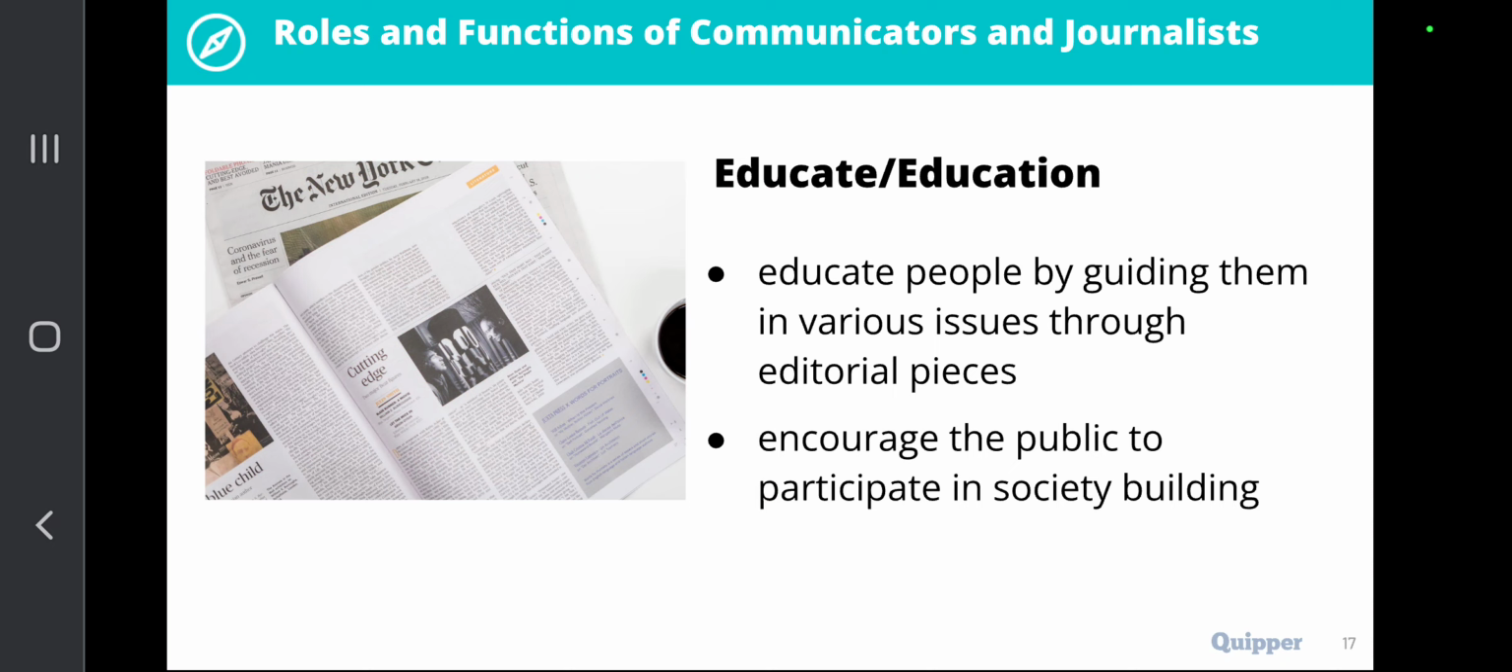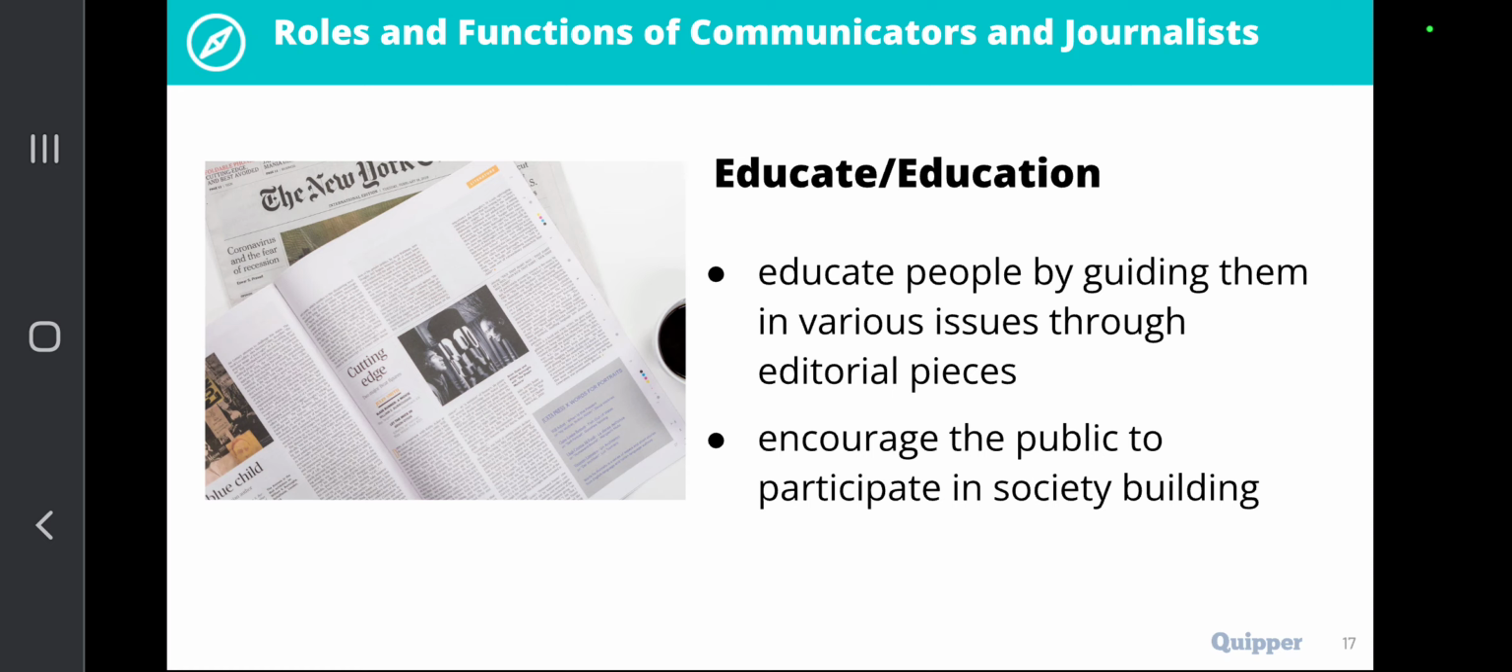There should also be encouragement for the public to participate in society building. I have already coined the term: critical thinking, proactive participation. Because one role and function of communicators and journalists is to educate people, not just to inform them, but to teach and awaken people that there is a need to participate in societal building, in nation building. How do we do that? We also take note and emphasize different editorial pieces from credible sources or credible scholars, right?